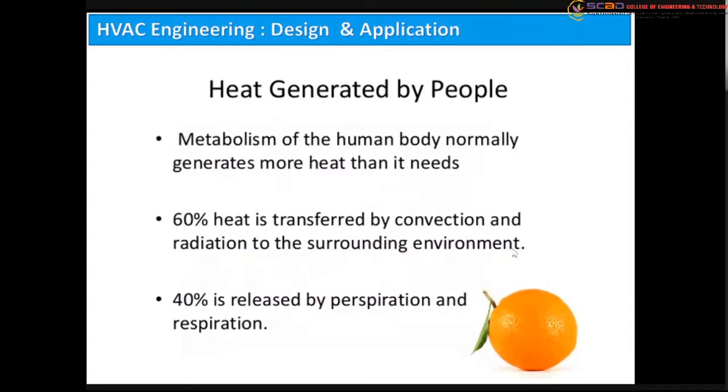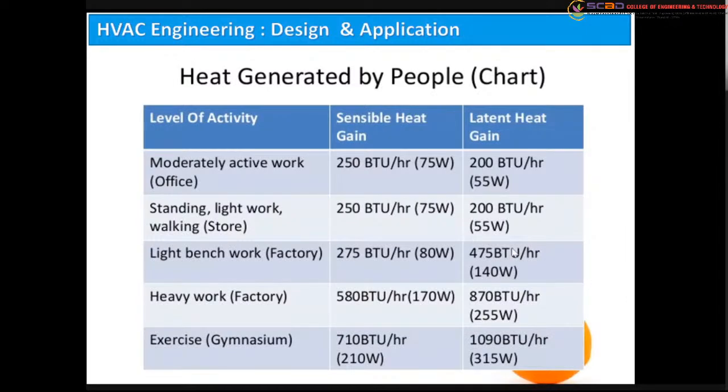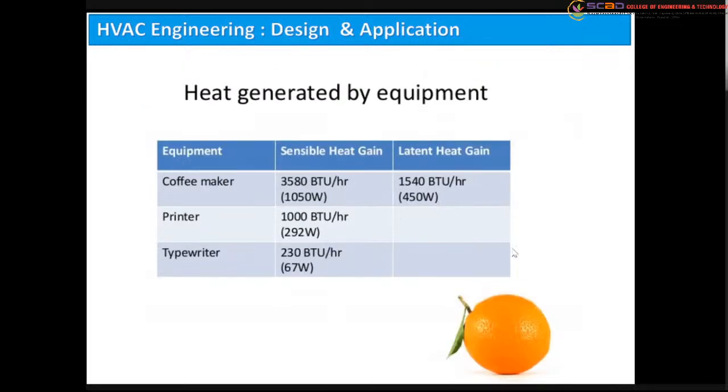Okay, heat generated by people. Everybody generates heat. A person sitting in a room generates metabolic heat. Okay, so that is again 60% heat generated by people. That's a chart showing how much heat is generated by people. Heat generated by equipment: coffee maker, printer, typewriter.